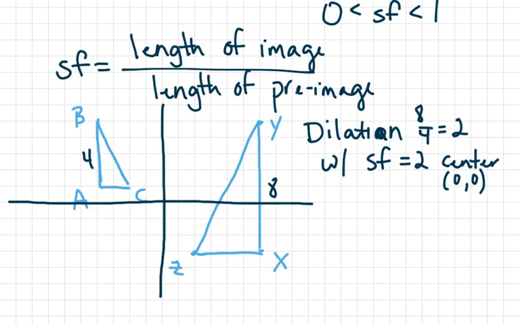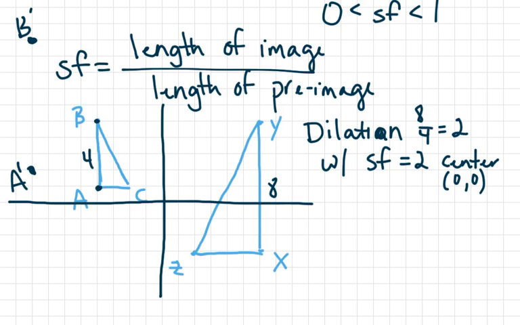So if I use a scale factor of 2 with the center at 0, 0, I take all my coordinates. So my coordinates here are -4, 1, and I multiply them by 2. So I get -8, 2. So here is going to be A prime. And I'm going to take my B coordinate, which is -4, 5, multiply by 2, I get negative 8, 10. So I'm way up here. That's B prime.